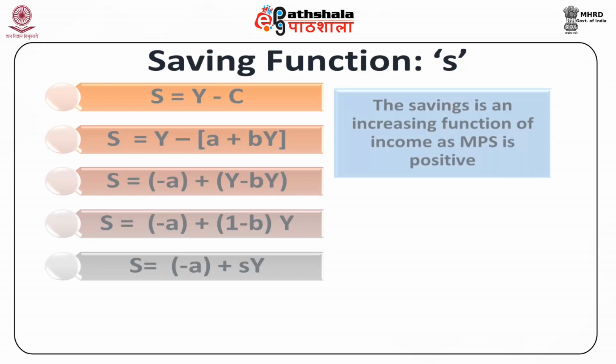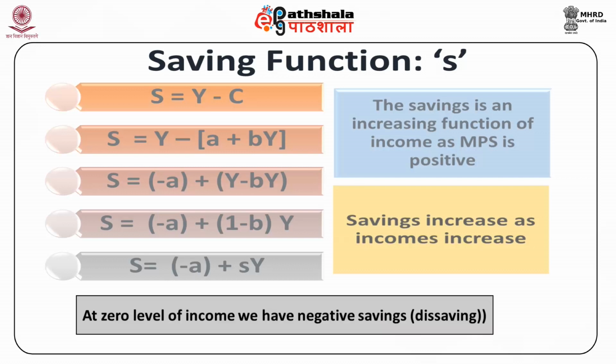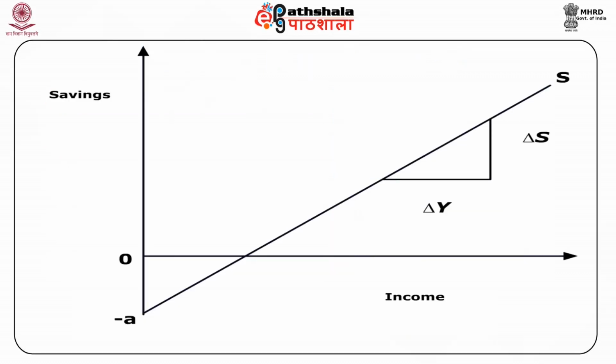The savings is an increasing function of income as MPS is positive. Thus, savings increase as incomes increase. Further, at zero level of income, we have negative savings or dissavings. The savings curve is displayed in the figure. The negative intercept minus A indicates that the individual would dissave when his income is zero to survive.